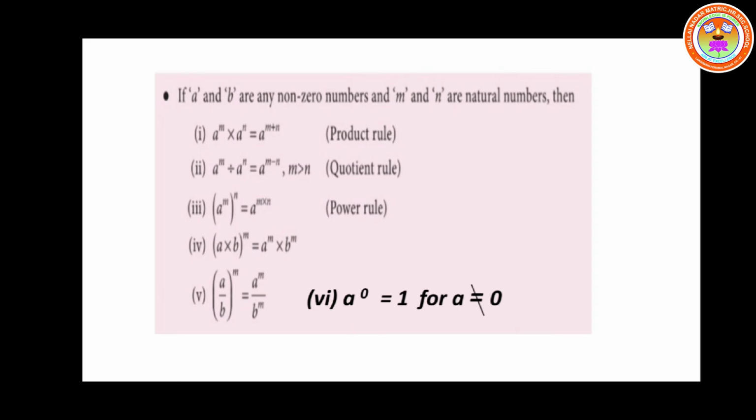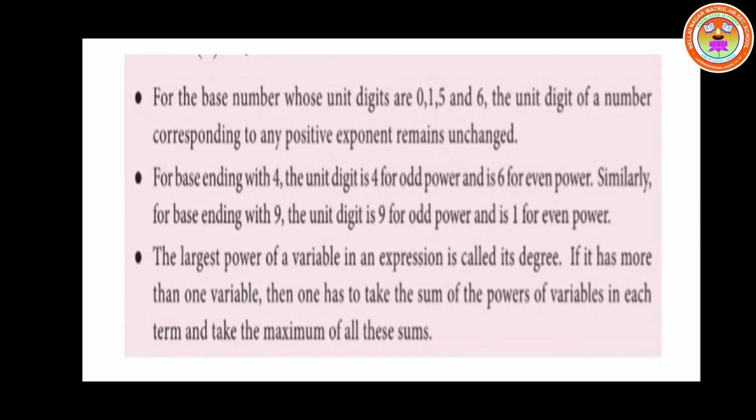So these are the basic laws we are going to use. Okay. For the base number whose unit digits are 0, 1, 5 and 6, the unit digit of a number corresponding to any positive exponent remains unchanged. So the unit digit will not change if it is 0, 1, 5 or 6.